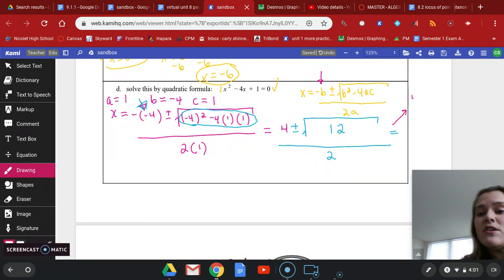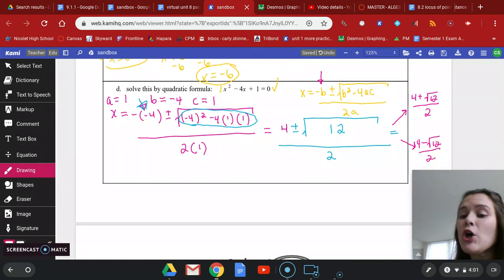So in one answer, it's going to be 4 plus root 12 over 2. My second answer is going to be 4 minus root 12 over 2. So these are going to be irrational x-intercepts. That means they are icky decimals that go on and on and on and aren't nice decimals like we're used to working with, okay? So if you wanted to type these into your calculator or Desmos, you can do that.